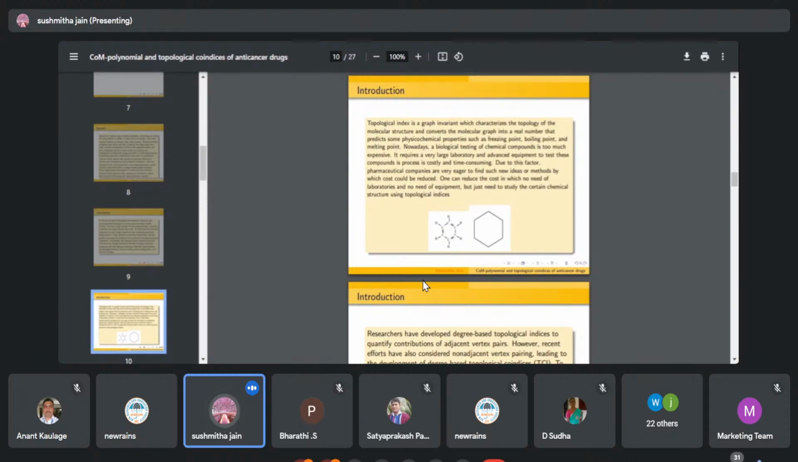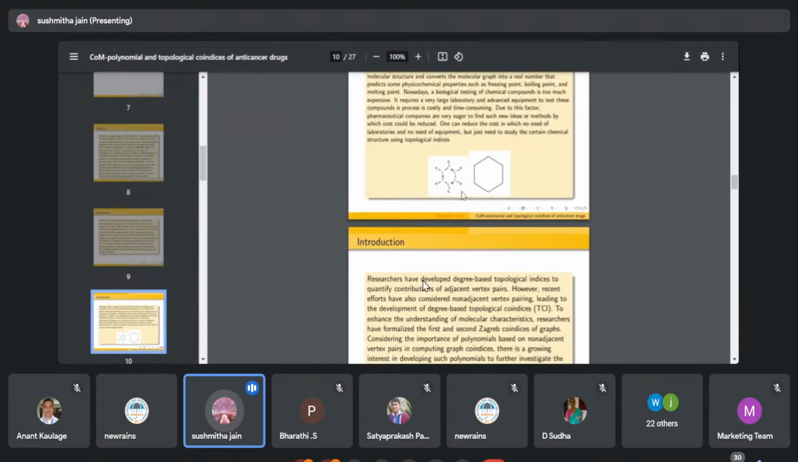Due to this factor, pharmaceutical companies are very eager to find new ideas or methods by which costs could be reduced. One can reduce the cost, with no need of laboratories and no need of equipment, but just study the chemical structure using topological indices. This is one molecular structure we are converting into a molecular graph.